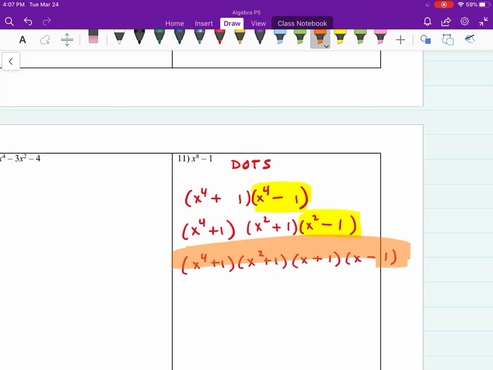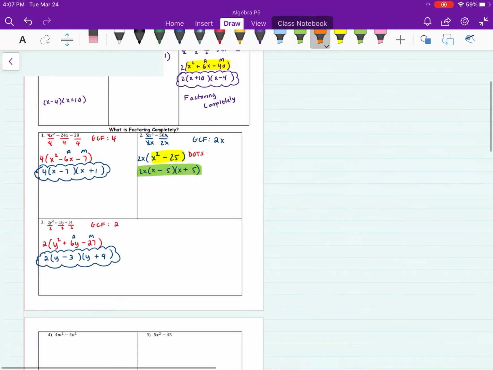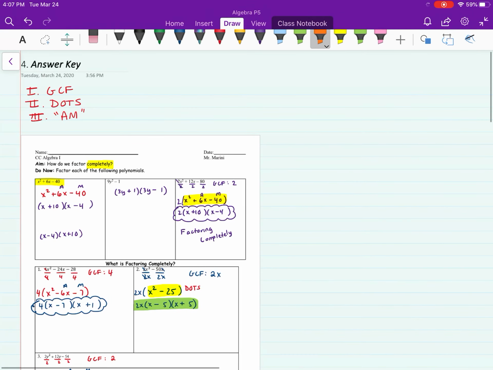So that one was a little bit extra, but I want to show you guys how sometimes you're not done even if you factor it a couple times. Okay, so that's factoring completely. You guys can finish the rest of these examples.